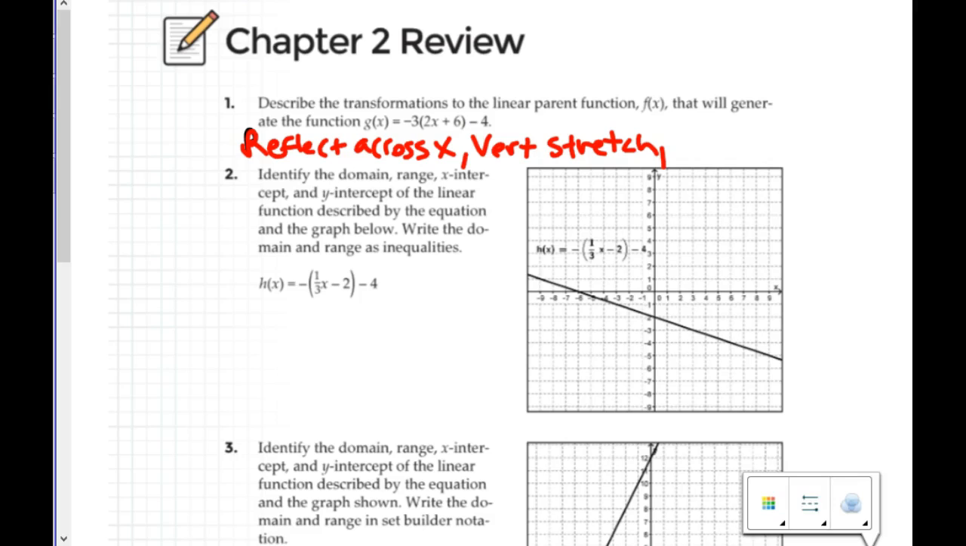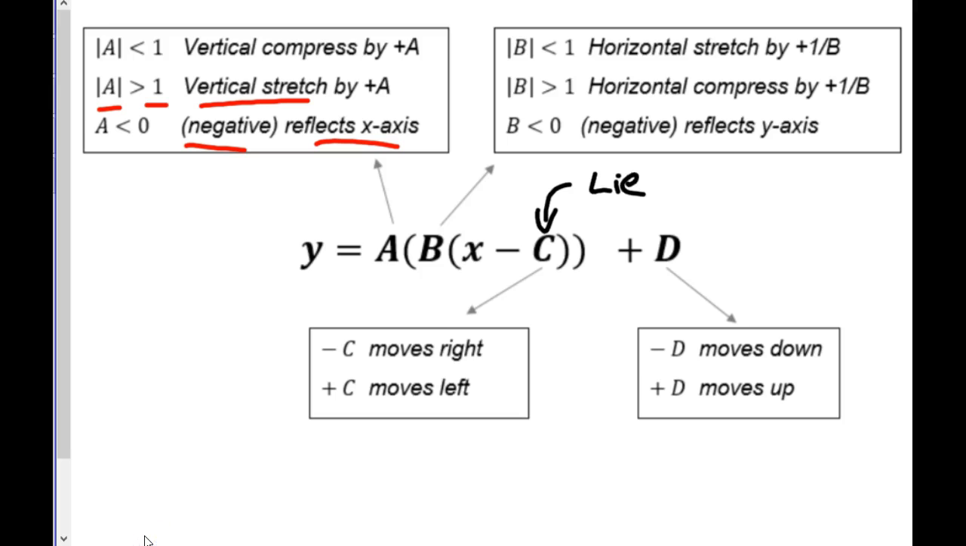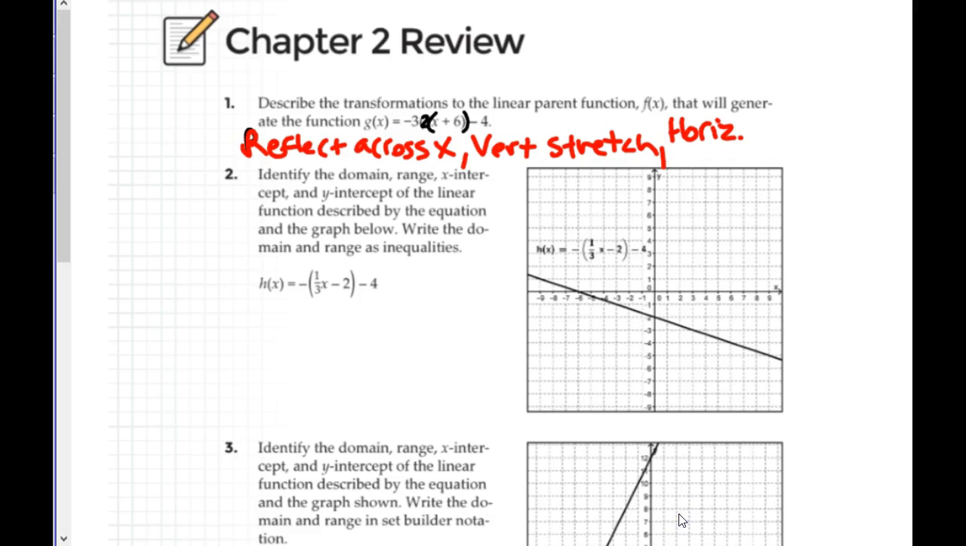On yours, there's supposed to be these parentheses here. So anyways, it's supposed to be horizontal, and then it's 2. So again, greater than 1, horizontal compress. The plus 6, remember, it's a lie, so it's left 6, and then down 4.